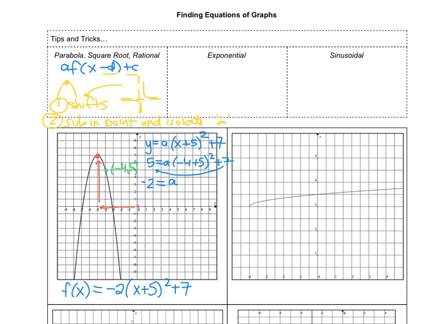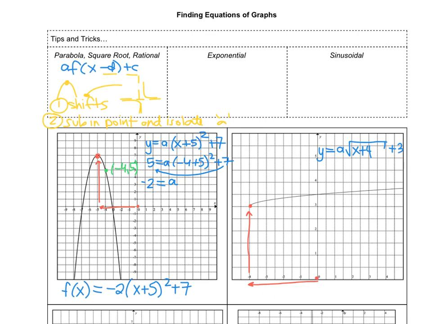So my key point is right over here. It used to be at the origin, so we've gone to the left 4, up 3. Make sure you're careful and you look at your scale. So then I have y equals a, and then under the square root, I'm going to write x plus 4 to show the shift left, and then plus 3 outside the bracket.